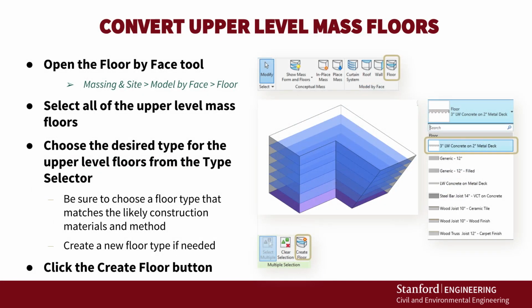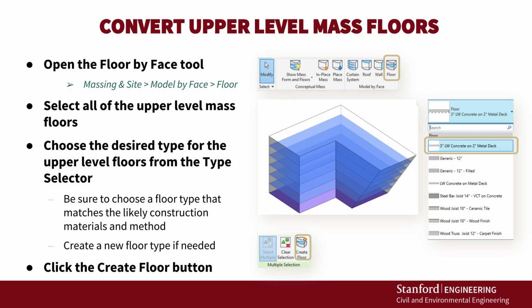Now we're ready to convert those mass floors into floor elements, and we'll start with the upper level floors because they typically have the same floor types. Let's open the Floor by Face tool. You'll find that under the Massing and Site tab in the Model by Face section, choose the Floor by Face tool. And then you can select all the upper level mass floors.